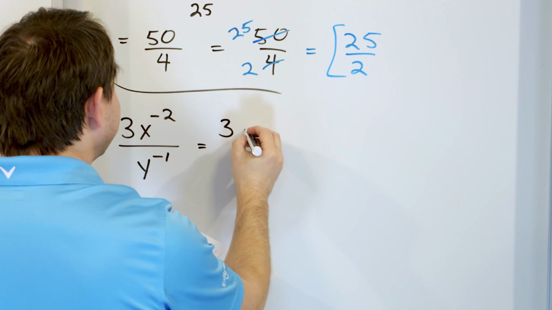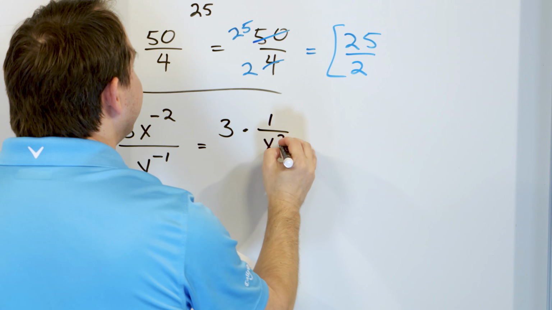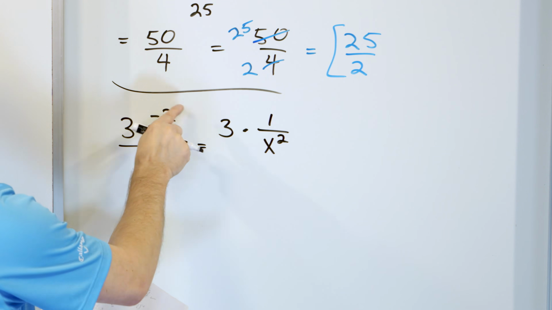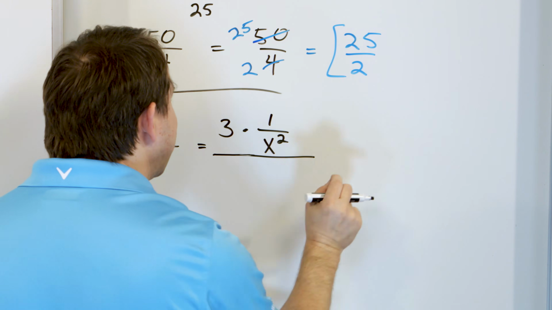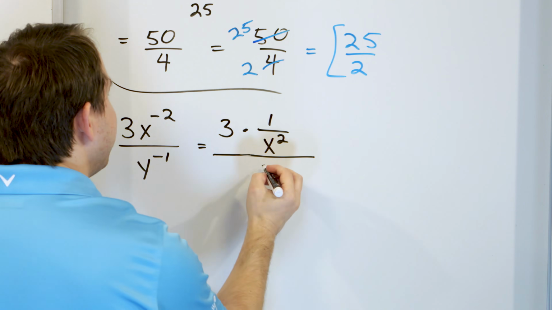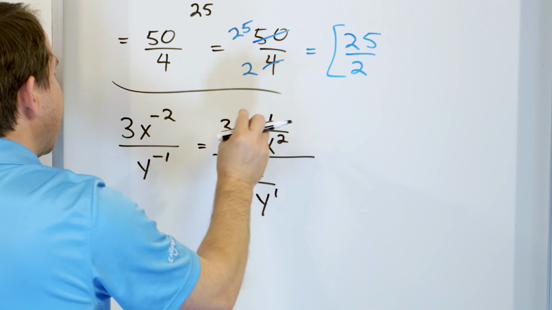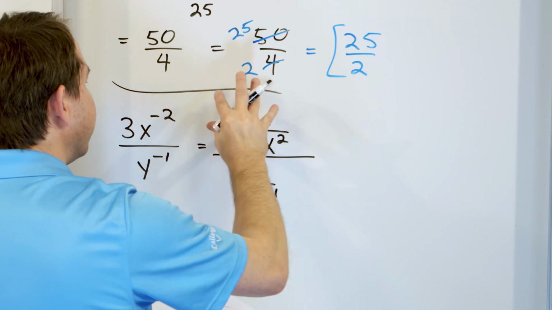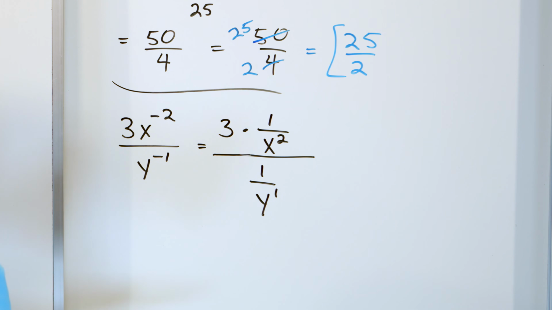But what you end up getting is 3 times, you move this into a fraction, 1 over x squared, making it positive. But this whole thing lives in the numerator of a larger fraction. So I draw a larger fraction line down here. And then the bottom, I make this a fraction, 1 over y to the first. I've turned this into a fraction. I've turned this into a fraction. I've preserved the structure of the original thing. Yes, it looks ugly. You're just going to have to get used to that.